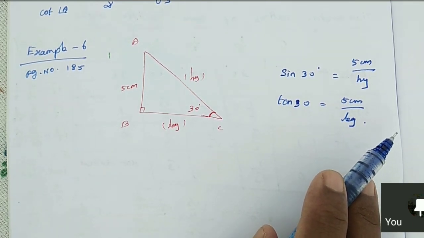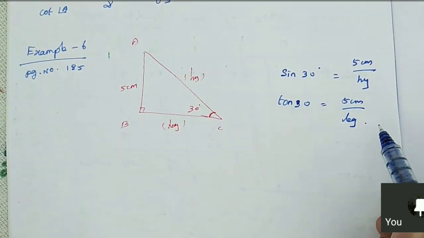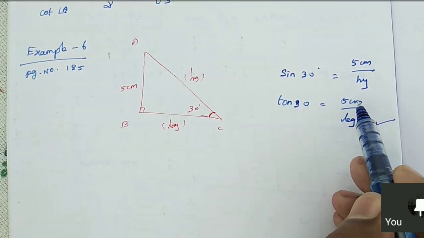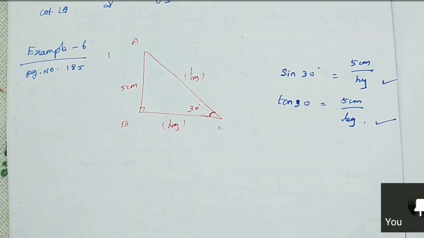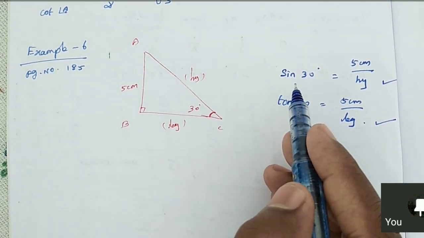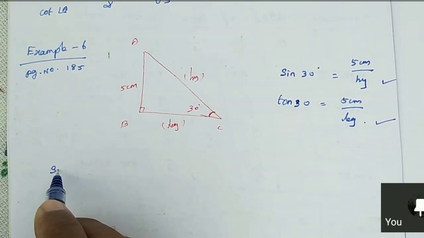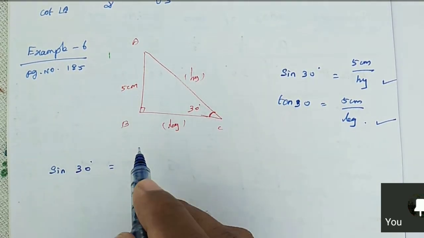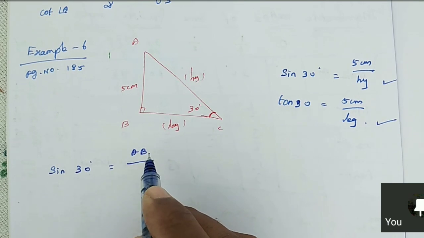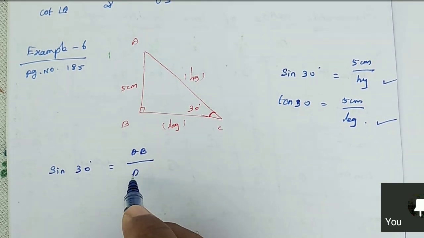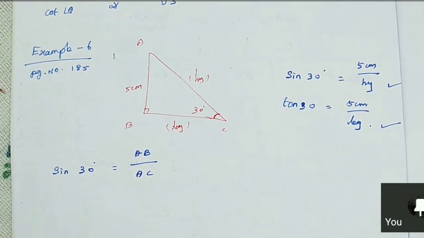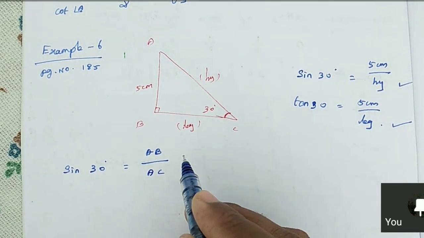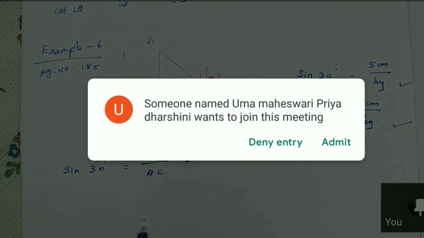Now here, we should take one of the ratios where one of the measures is 5. Here also we should take one of the measures 5. So better we can go with sine. So sine 30 degree is equal to what? AB by AC. Now, what is the AB here?